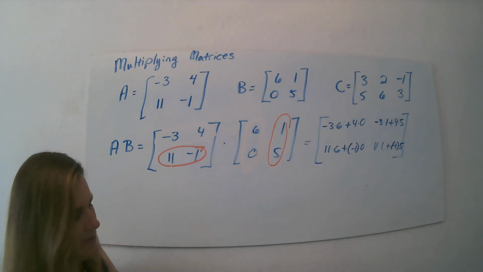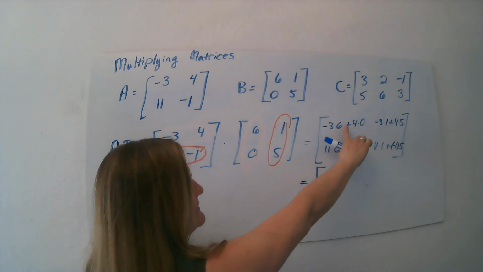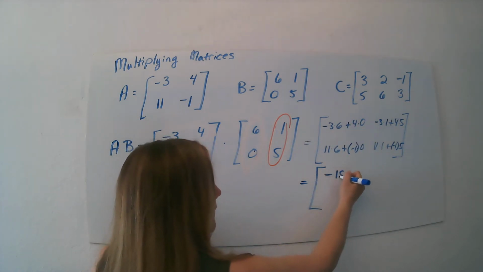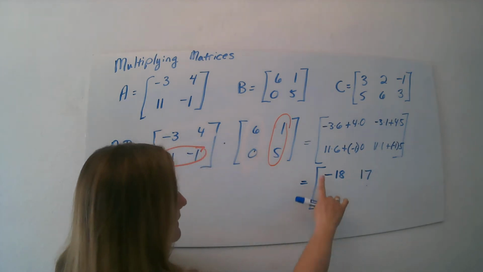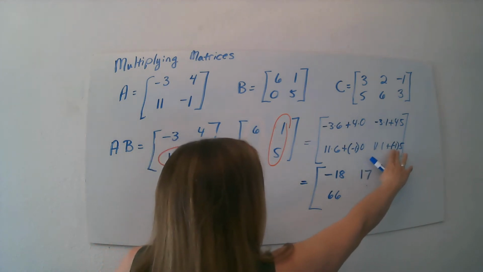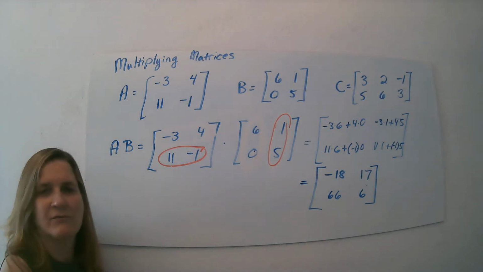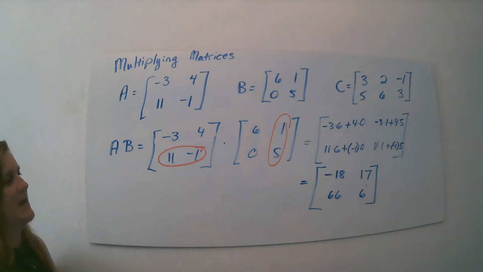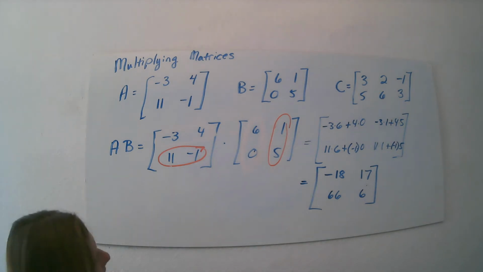And now we have some arithmetic to do for that result. So we have -18 plus 0. We have -3 plus 20. We have 66 plus 0. And we have 11 minus 5. And there's our result of our product of A times B. So make a note, -18, 17, 66, and 6 is our matrix that is their product.